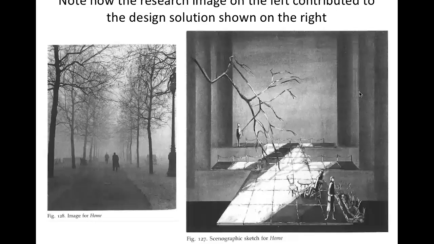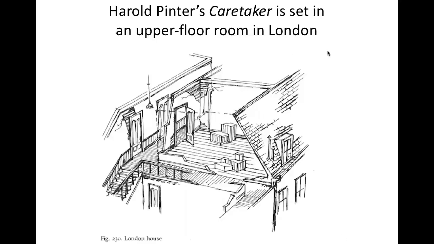Here's another example that he uses in his book, this photograph inspired him, with this path and the trees. And so that's what he used as he developed the design for this production of a play called Home. This goes a little bit further and into detail. Again, how the research influences his design.